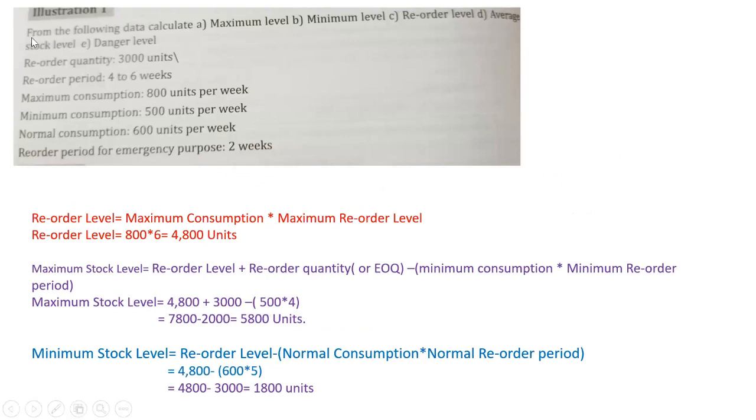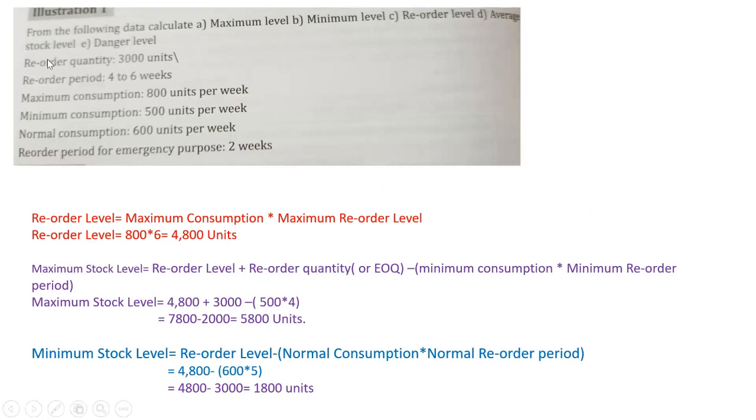Here they have given, from the following data calculate maximum, minimum, reorder level, average and danger level. Danger level I have left, I believe. Danger level is something like, once you reach that, you have to get the order immediately. So it is definitely lesser than the minimum level. I'll show you the formula and explain it again.